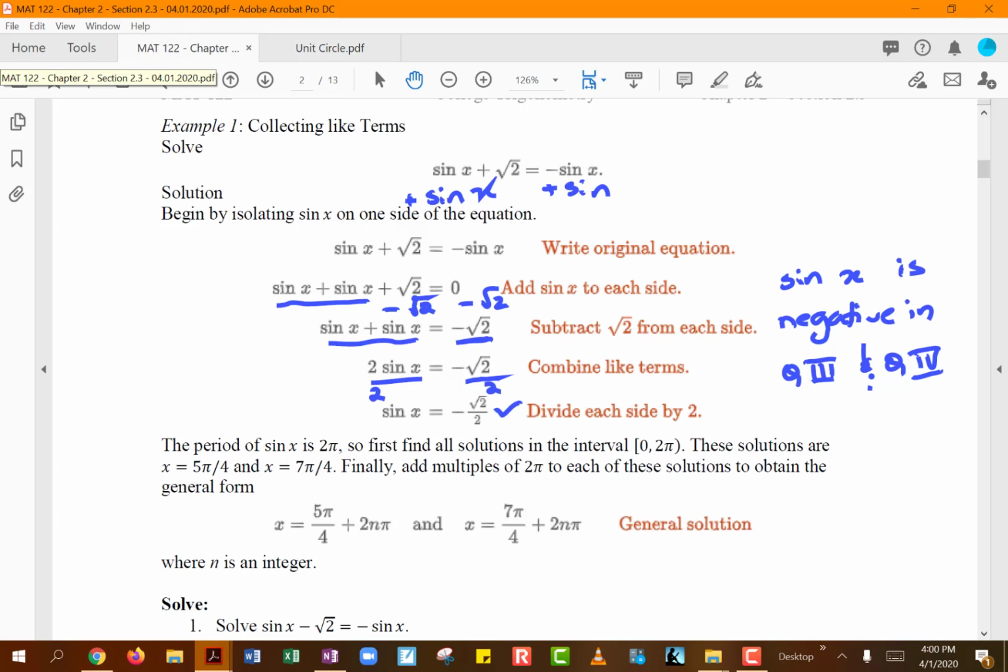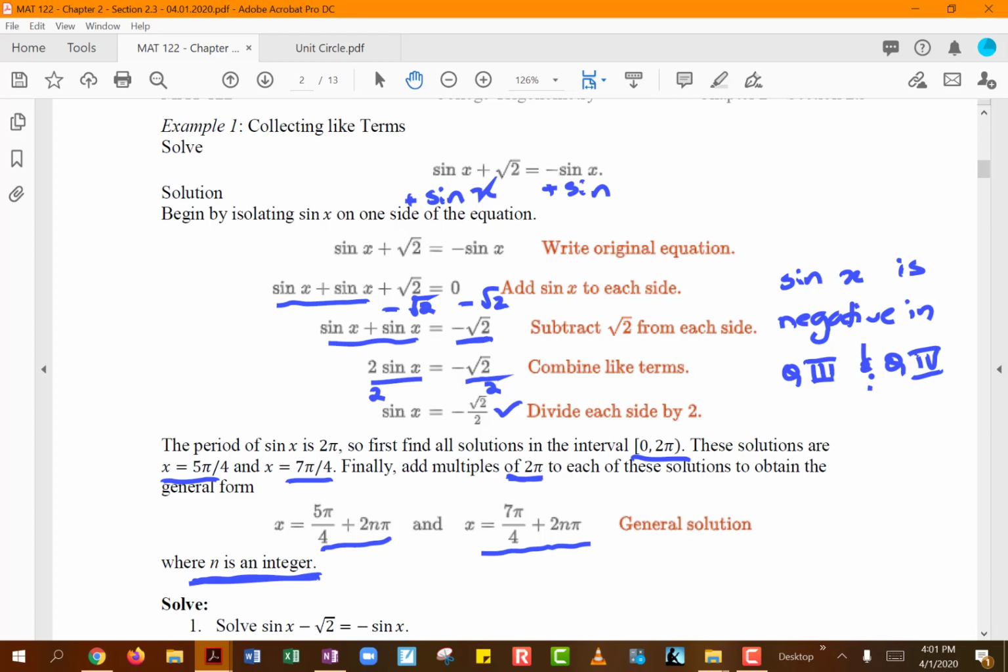Once you find these specific answers in the interval from 0 to 2 pi, then you can use the idea that since sine has a period of 2 pi, we can add the multiples of 2 pi to each solution. So then you end up getting 5 pi over 4 plus 2n pi and 7 pi over 4 plus 2n pi. And then remember to always include this little statement that says n is going to be an integer.